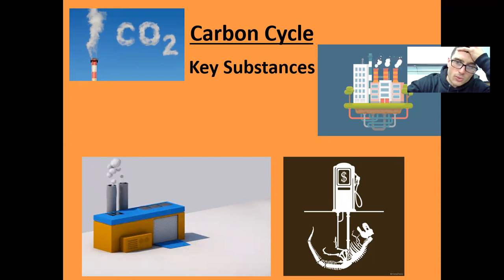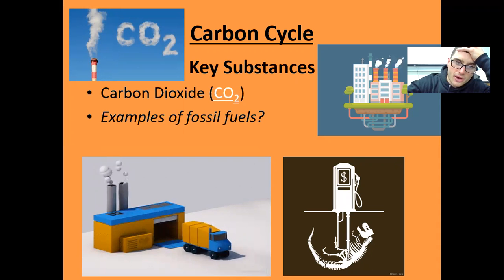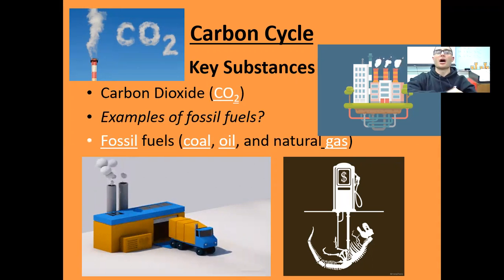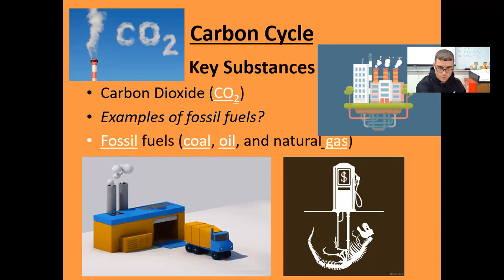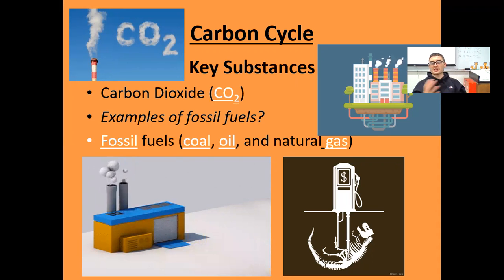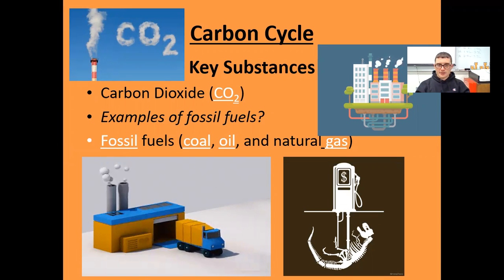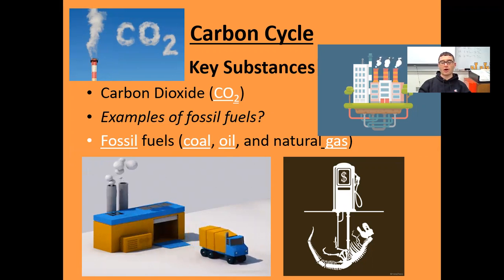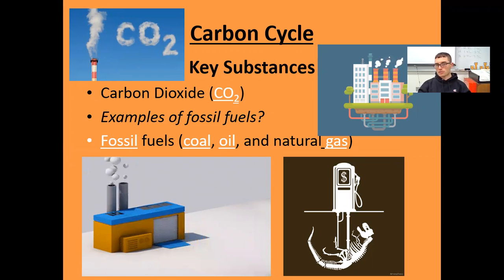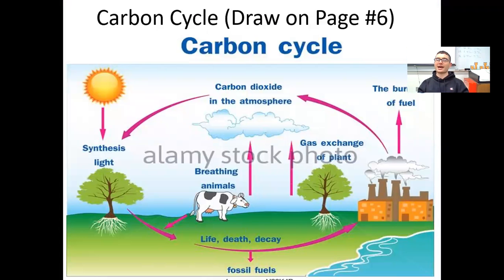So carbon cycle, what are the key substances? They are these 2, guys. Carbon dioxide, CO2. Again, the gas form of carbon, we just answered that through our video question. And then fossil fuels, which include coal, oil, and natural gas. Again, all used for energy, abundant, useful, but they can cause pollution and cause an imbalance in our atmosphere.